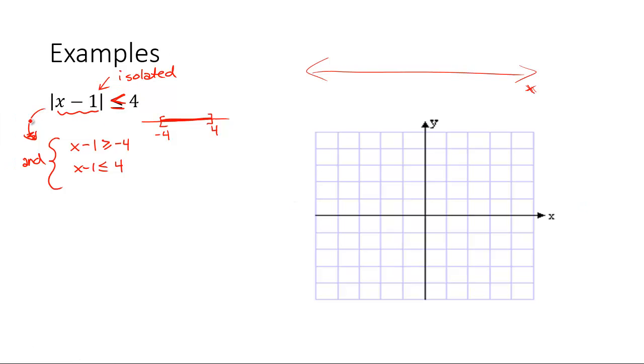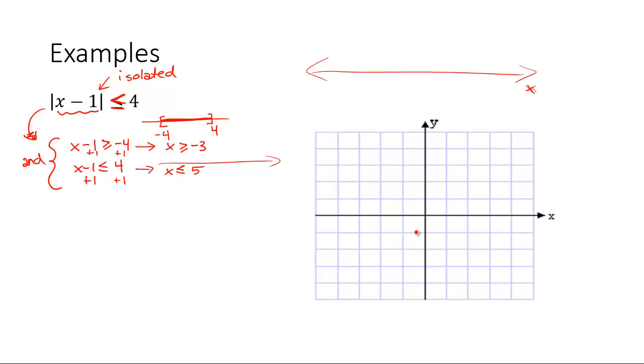After it's isolated, we split it, and now we want to graph. And we could graph these on either, but first you might want to solve them. So this first inequality, let's add 1 to both sides. So you have x greater than or equal to negative 3. And this second one, add 1 to both sides, you have x less than or equal to 5.